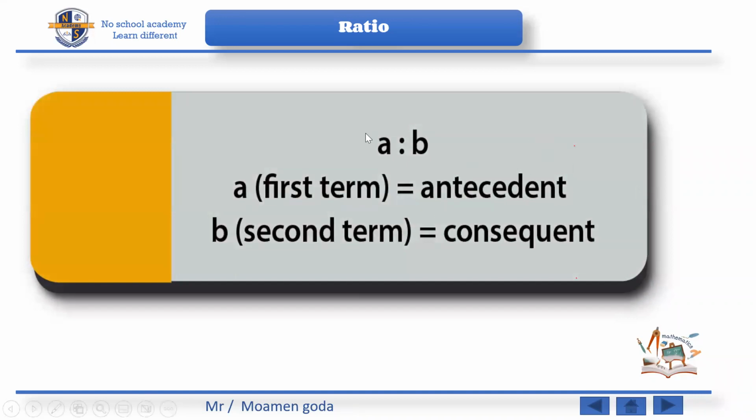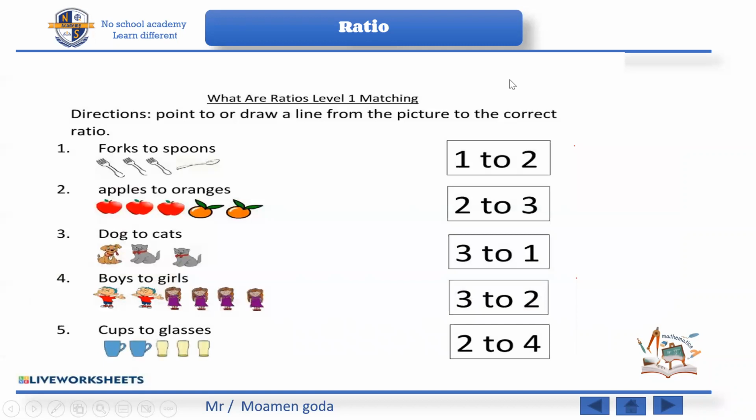The first term of the ratio, if I have ratio A to B or A over B, the first term is A and we call it antecedent. And the second term is B and we call it consequent. In this practice, we make a ratio: we match the picture with its ratio. Forks to spoons, it's 3 to 1 because I started with the forks. So I have to say 3 to 1. This will be the answer, and the same for the others.